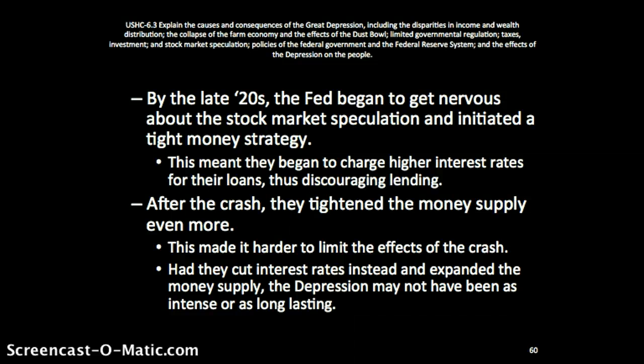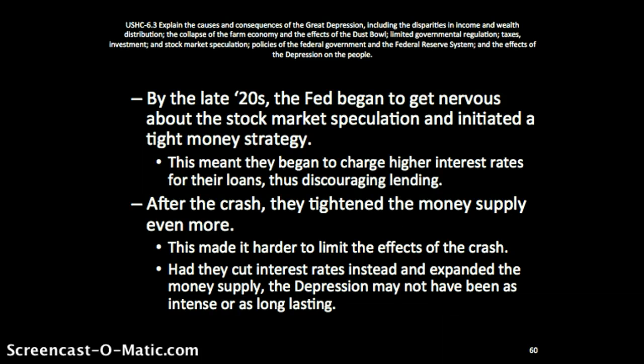By the late 1920s, the Fed began to get nervous about the stock market speculation. They started a tight money strategy, which meant they started charging a higher interest rate. And then after the crash, they tightened their supply even more. This is the opposite of what they should have done. They should have tightened the money supply when the economy was good to prevent inflation, and then set lower interest rates after the economy collapsed. But they did it the opposite way. And if they would have done it the other way, the Depression may not have been as intense or as long-lasting.